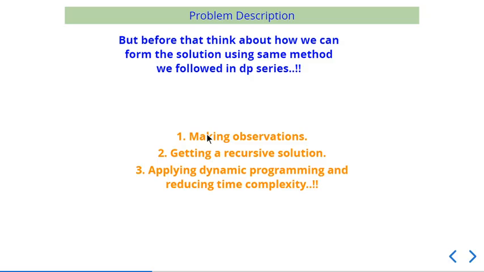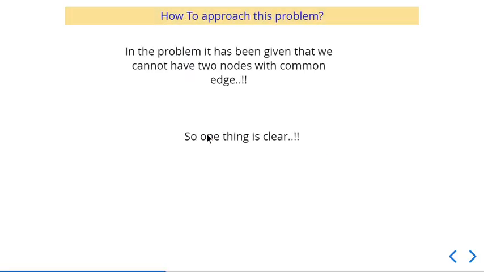So हम उसमें finally dynamic programming का addition करते हैं ताकि हमारी time complexity जो है वो recursive solution जो बन रहा है उसकी हम reduce कर सकें. So these are the 3 things that we generally follow while solving a DP problem. So let us see how we can do this.